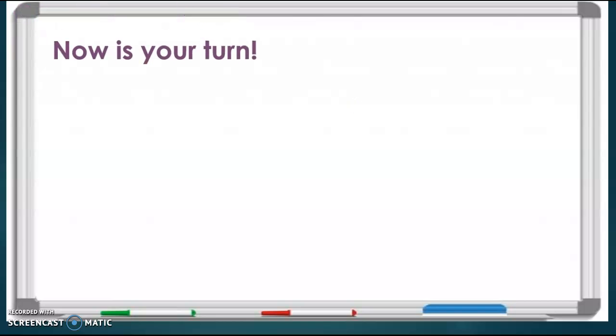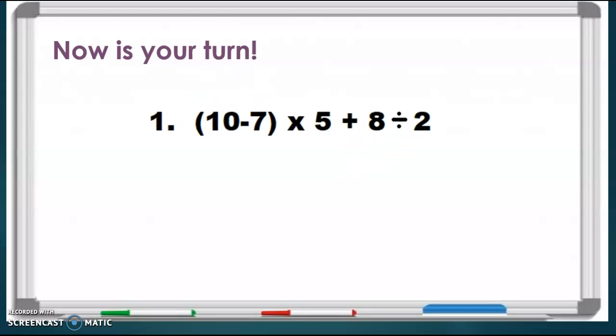Now it's your turn. You have two exercises to solve. The first one is (10 − 7) × 5 + 8 ÷ 2. The second one is 10² − 3³.